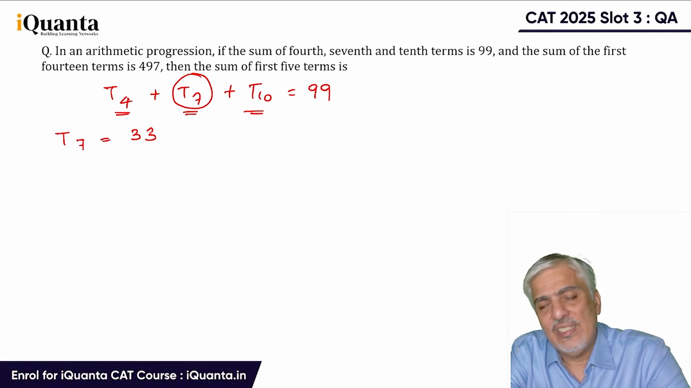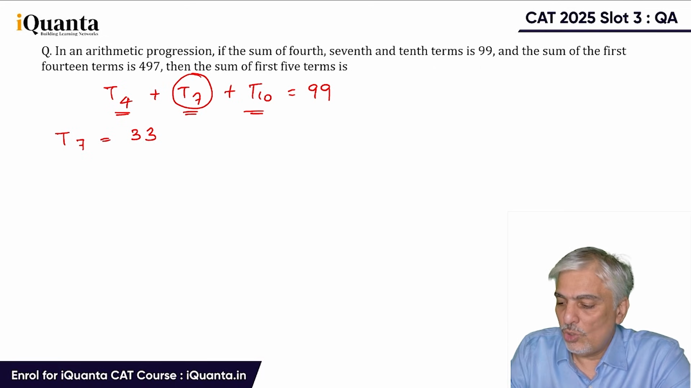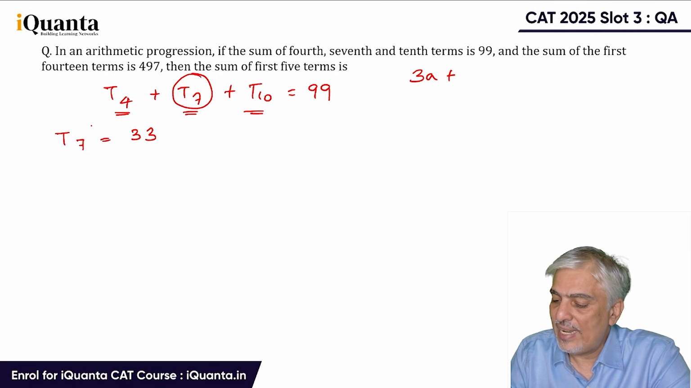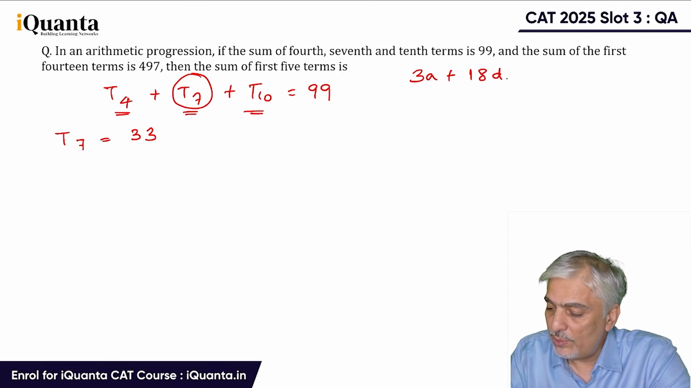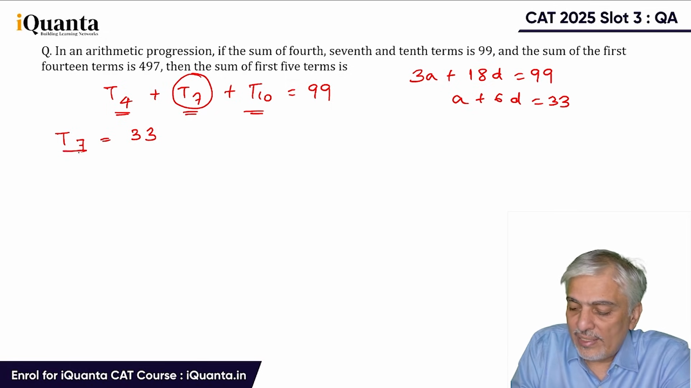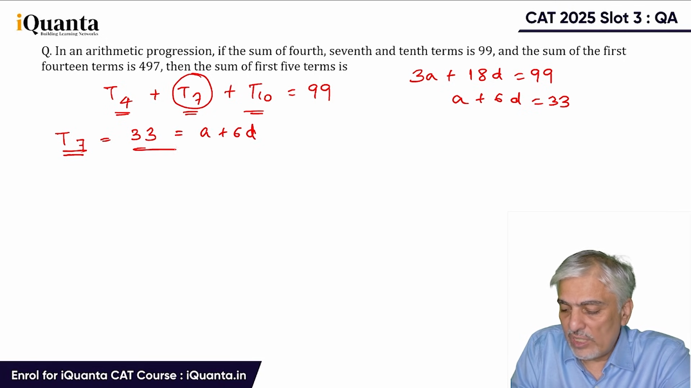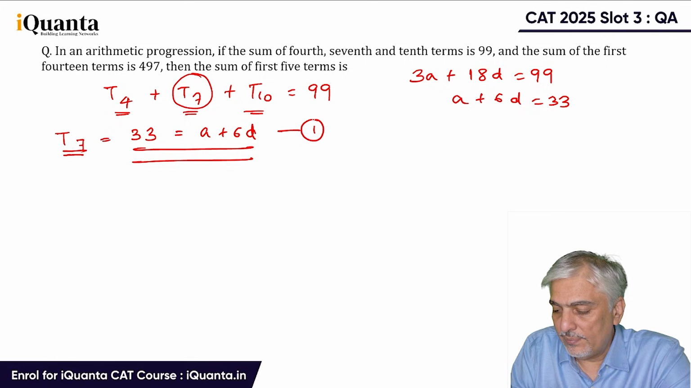You could have wasted a little bit more time over here, made one equation, A plus 3D plus A plus 6D plus A plus 9D is 99. You would have got 3A plus 3 plus 6, 9, 9 plus 9, 18D is equal to 99. Divide by 3, you would have got A plus 6D is 33, which I am getting directly. 7th term is A plus 6D. Whichever way you look at it, this is your equation 1.